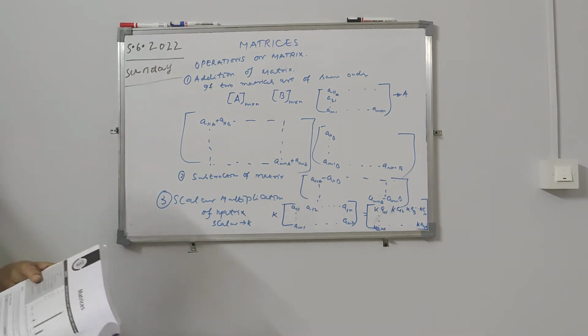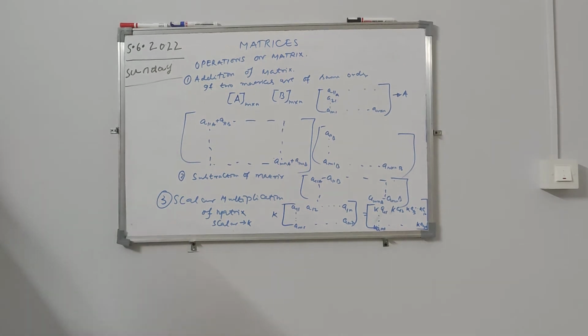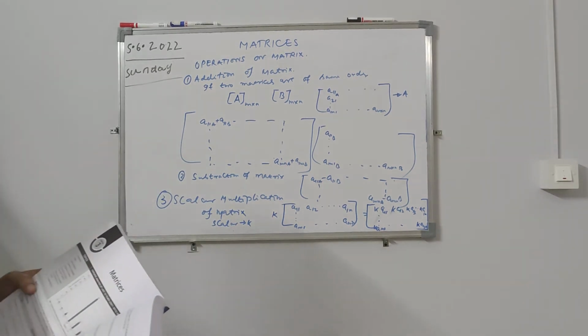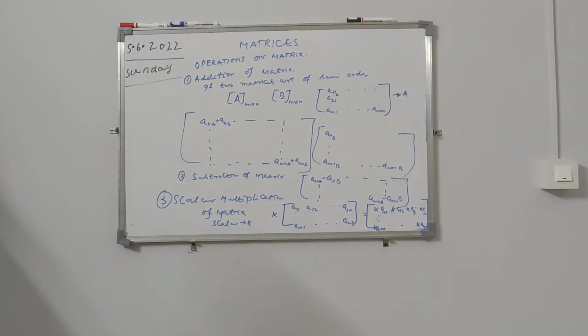So we have studied addition of matrices, subtraction of matrices, and scalar multiplication of matrices. And we have defined different types of matrices: row matrix, column matrix, square matrix, null matrix or zero matrix. A matrix where every element is zero is called a null matrix. We have defined a diagonal matrix, which is also a square matrix. Then a scalar matrix is also a square matrix, a diagonal matrix in which all diagonal elements are equal.